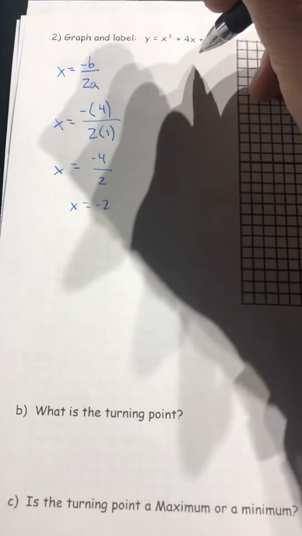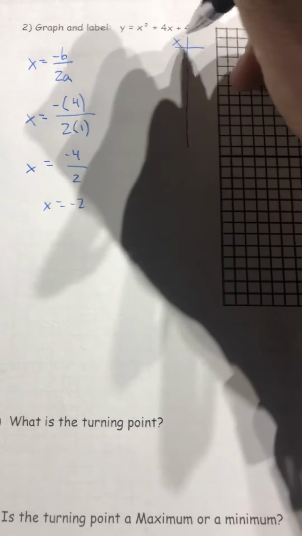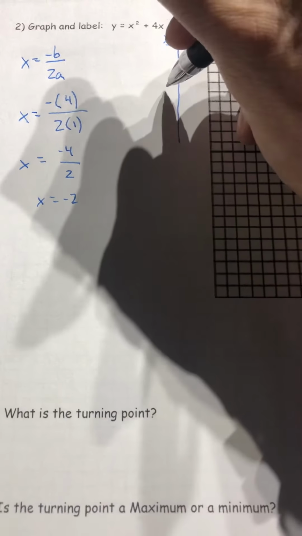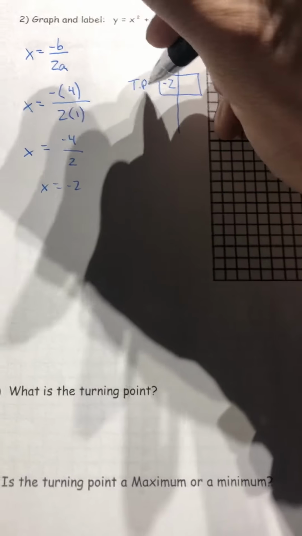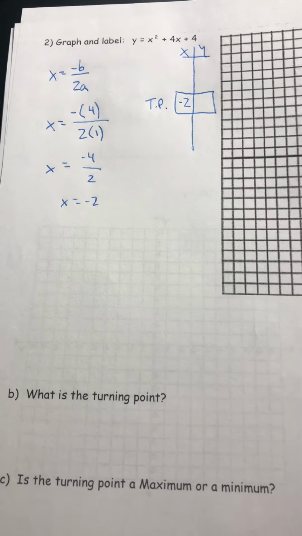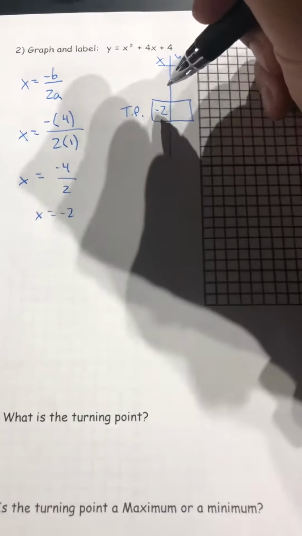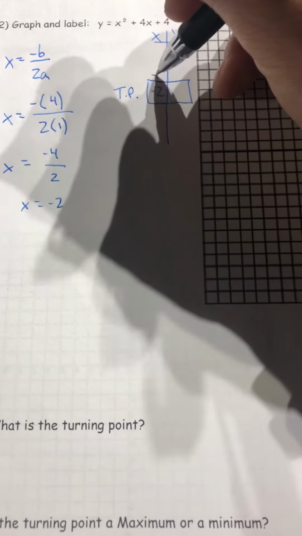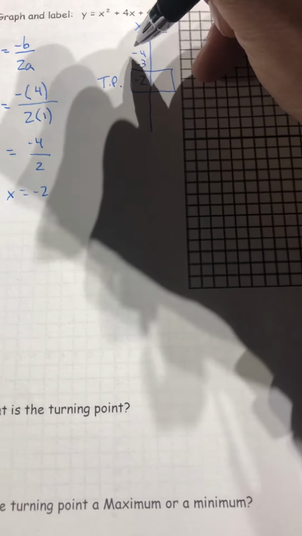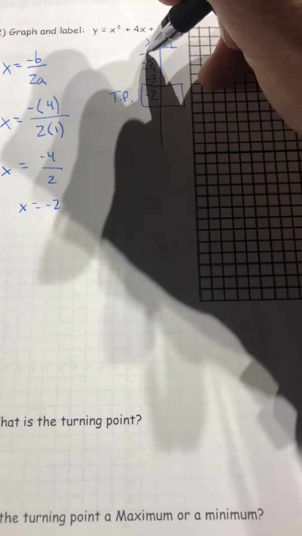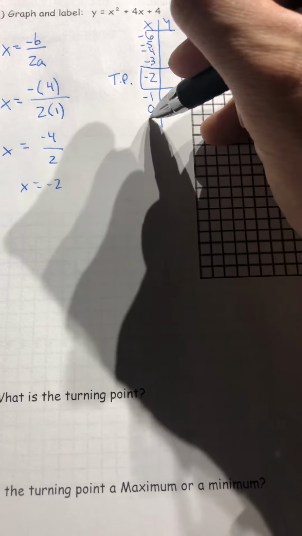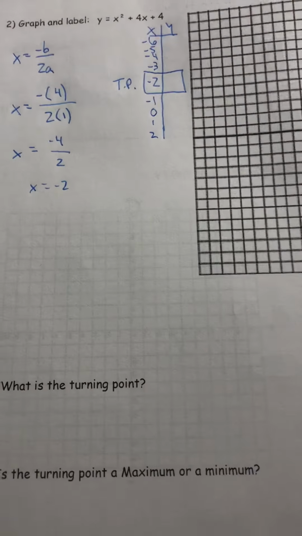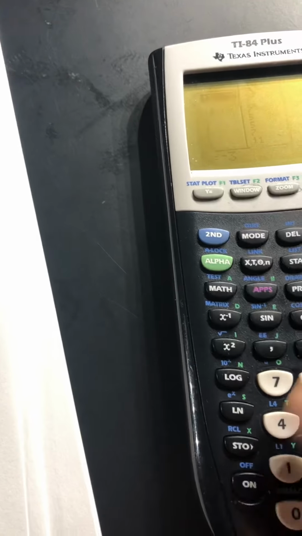I am going to set up my table that I'm going to use to graph with negative 2 in the middle. Now remember, in the middle, that's our turning point. That's where our maximum or minimum would be. So now I'm going to take 4 values that are less than negative 2, the first 4, so negative 3, negative 4, negative 5, negative 6, and the first values that are greater than negative 2: negative 1, 0, 1, and 2. So now I'm going to go to my calculator. I'm going to plug this in and find the y values.